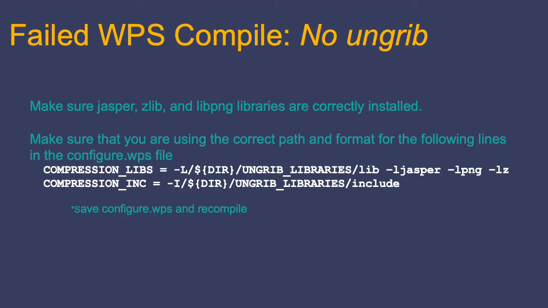If your compile failed to build ungrib, it's likely due to the compression libraries. They either were not installed correctly or the path to them is not correct. In the configure.wps file, you'll see paths for compression libs and compression inc. Make sure these are pointing to the right location and that you are using the syntax that is shown here.